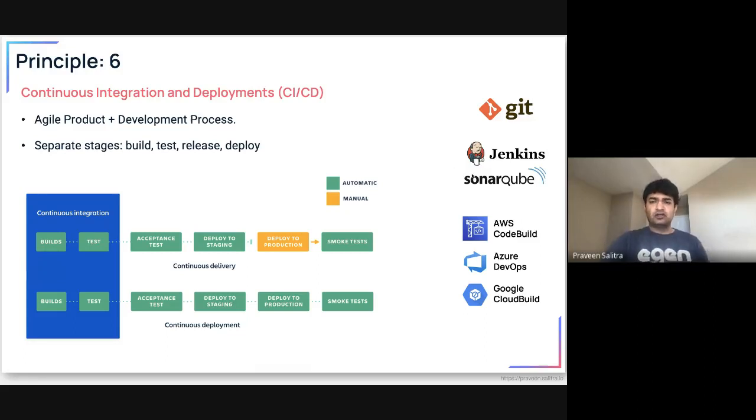SonarQube to check your code quality, static code quality, actually. And then if you don't like Jenkins, there are other cloud services available that can do the same job, whether it's AWS CodeBuild, Azure DevOps, or Cloud Build. The beauty with this is these all three are serverless, so you don't pay for running a server forever.